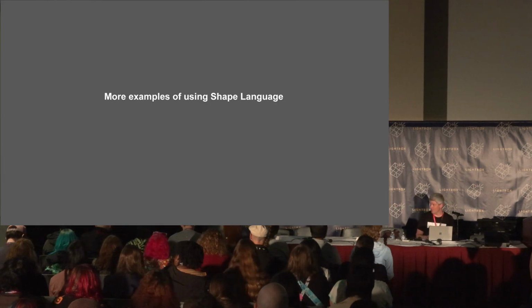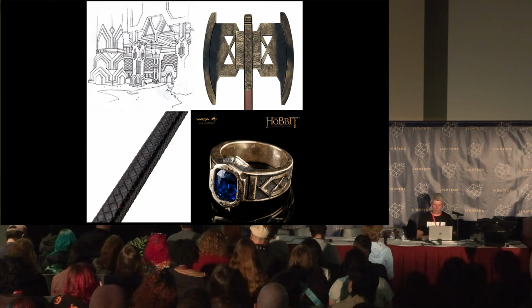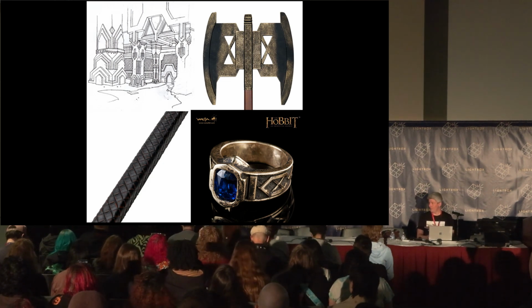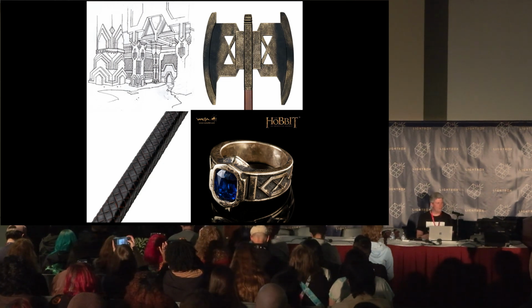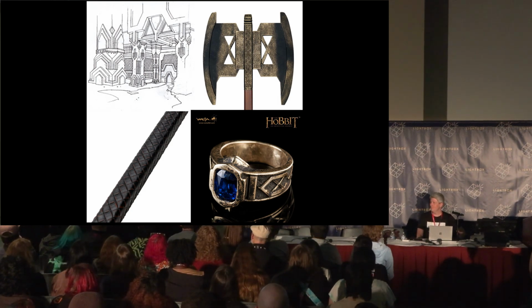And so I want to give you some other examples of shape language. Take a real short detour here. So this is Lord of the Rings, the movie. And this is all stuff, actually here, can somebody guess which race all these things came from?